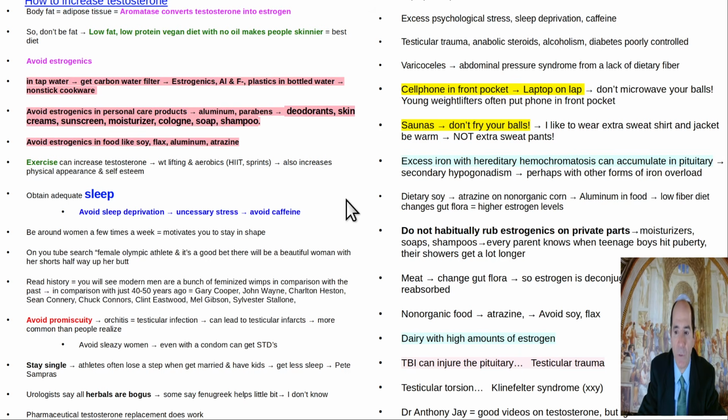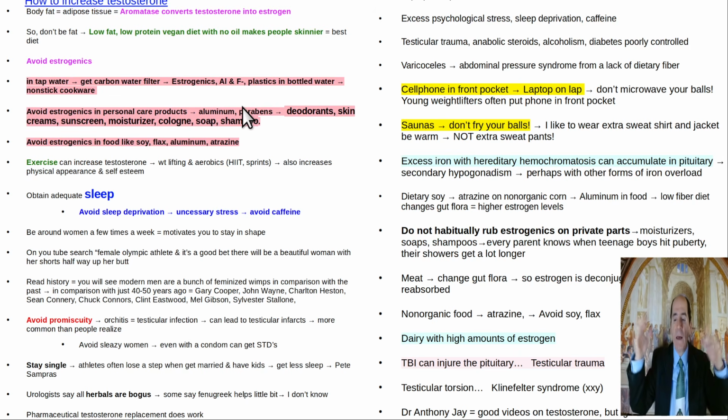All right, now we're going to go through this stuff in a little more detail. How do you increase testosterone? Well, first of all, you want to be slim. You want to have a low body fat percentage because body fat will contain the enzyme aromatase, which converts testosterone into estrogen. So by being slim, you avoid that. And how do you stay slim? Eat a low fat, low sodium, low protein, 100% vegan diet, no oils, okay?